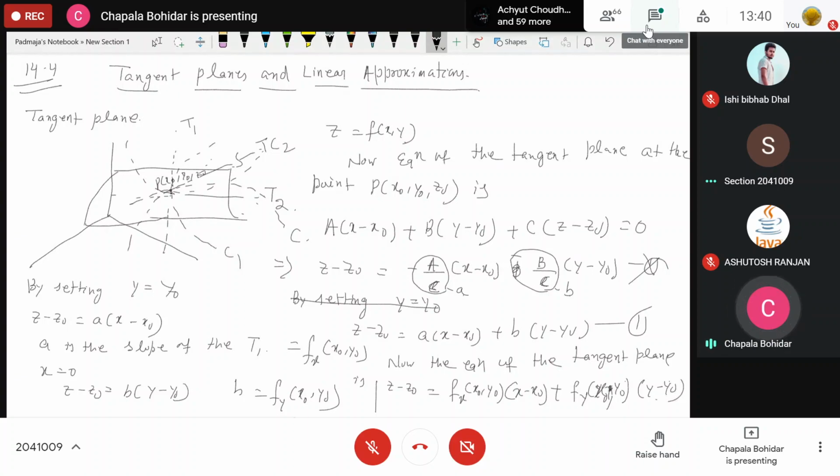We have to remember that this is the equation of the tangent plane, where z is a function of x and y. Is it clear to all of you?